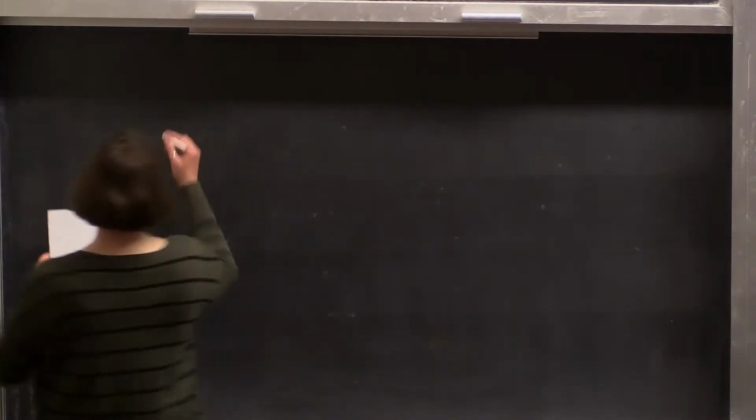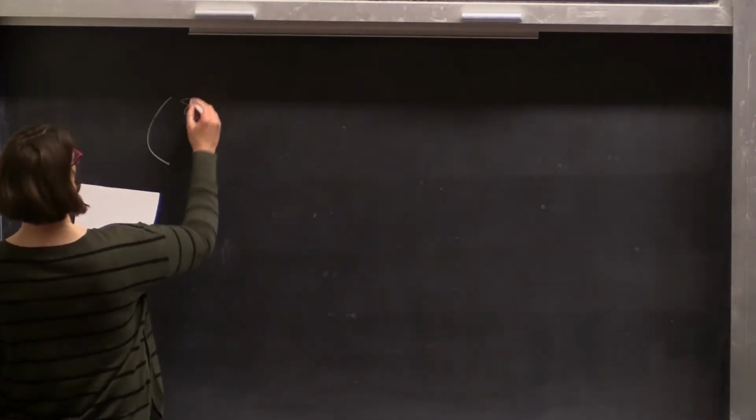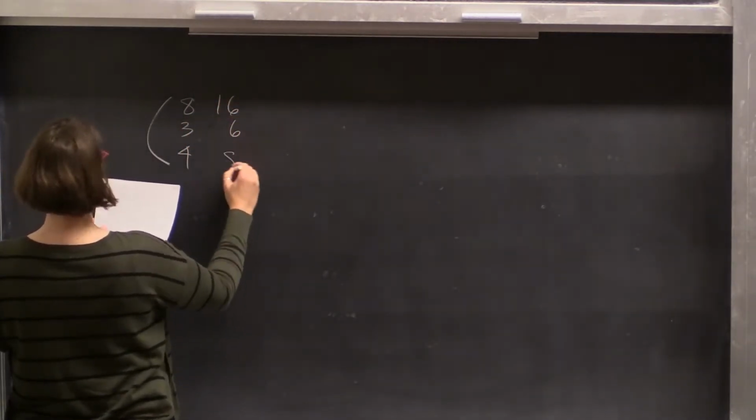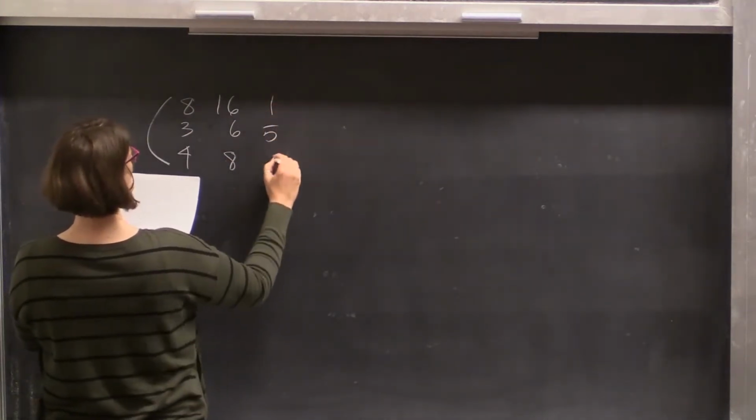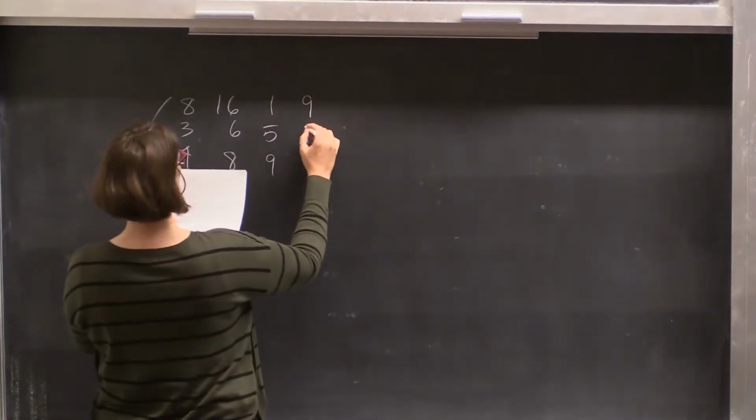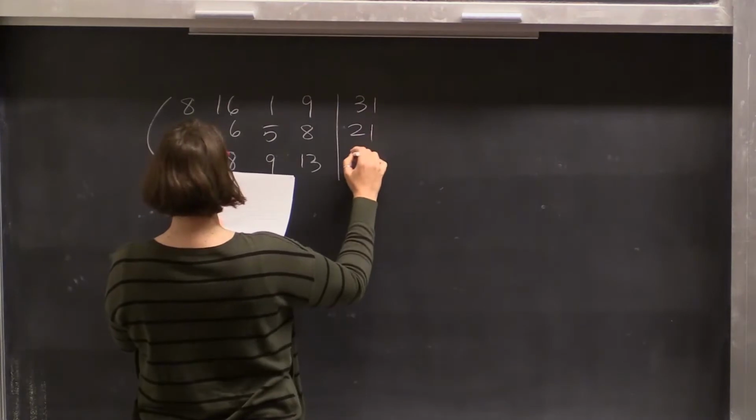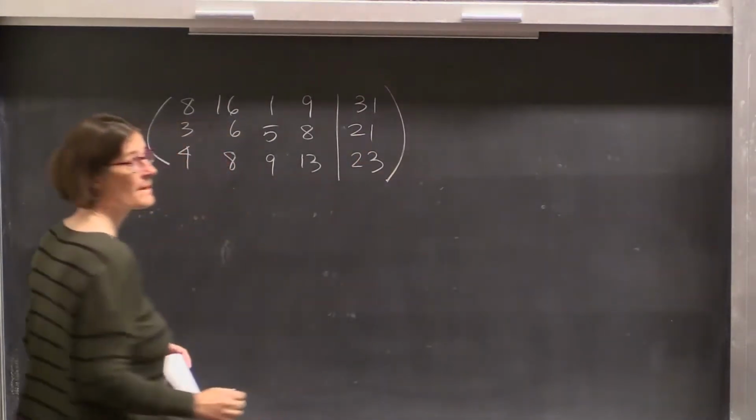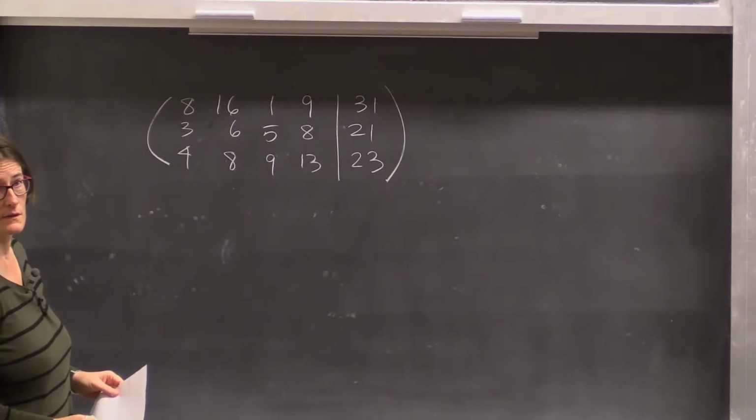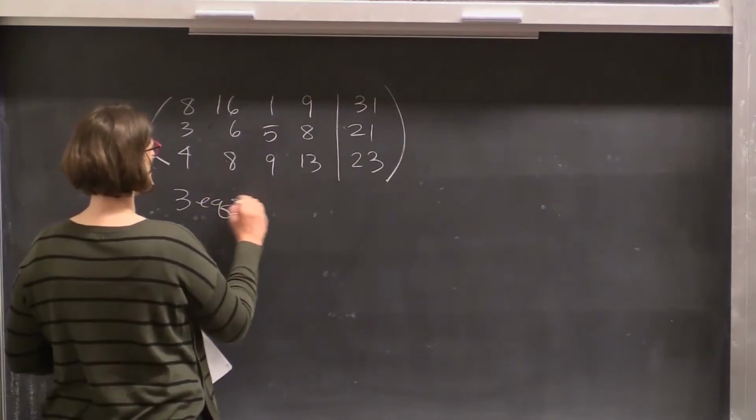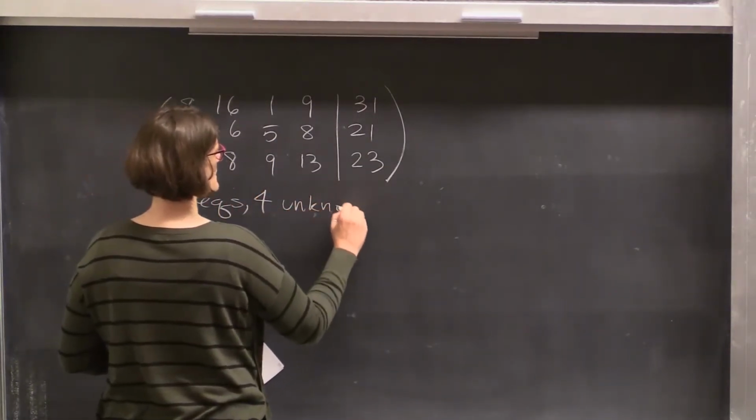Okay, so let's do some examples. Okay, so we start with a linear system which has the augmented matrix 8, 3, 4, 16, 6, 8, 1, 5, 9, 9, 8, 13, 31, 21, 23. How many equations? 3. How many unknowns? 4. So 3 equations, 4 unknowns.